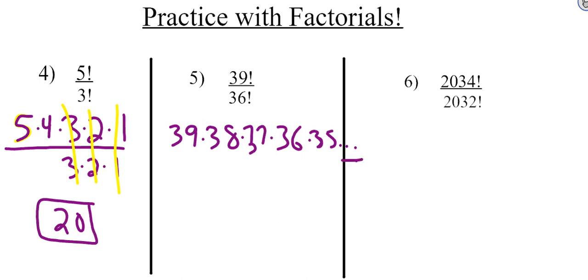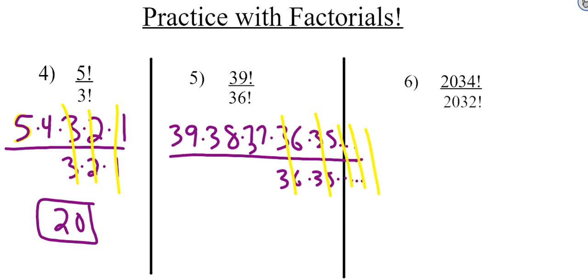And the reason why I'm going to do that is that look what is underneath. 36 factorial, which is 36 times 35 times dot, dot, dot. All right. So the nice thing about this is the 36's cancel out, the 35's cancel out, and we don't see the numbers, but the 34's, the 33's, the 32's, all those cancel out. And what do we have left? 39 times 38 times 37.